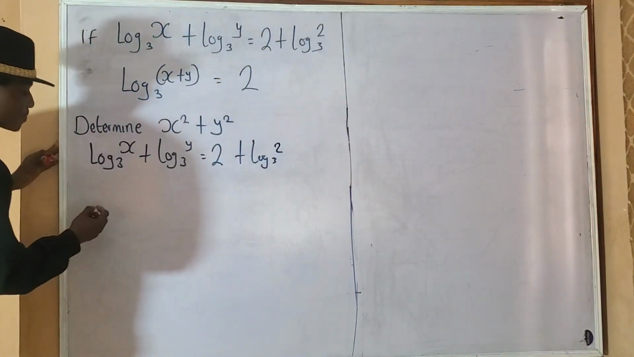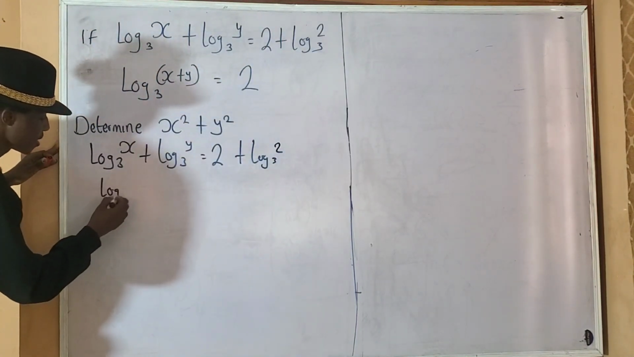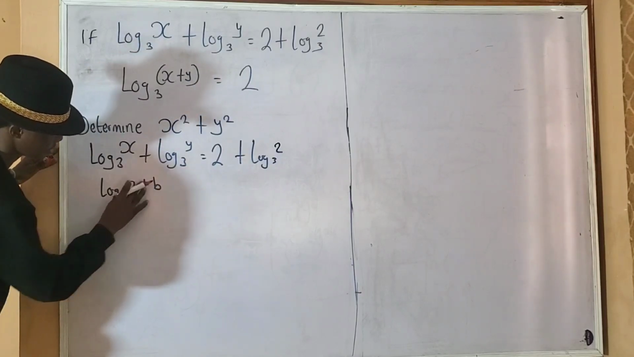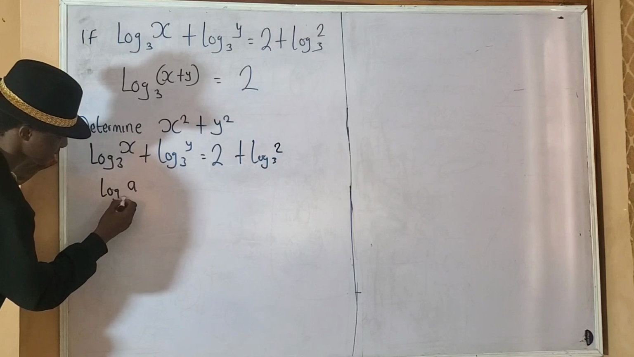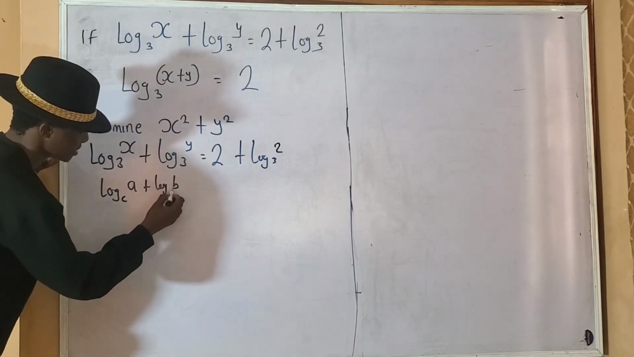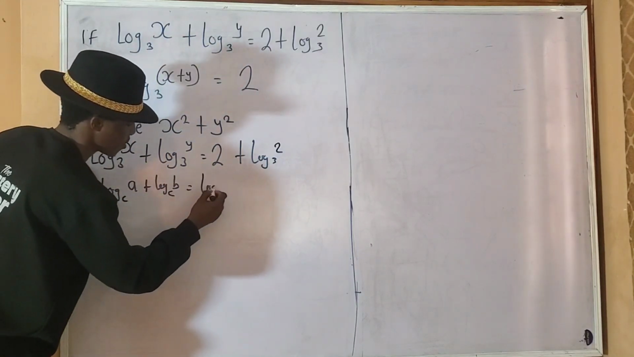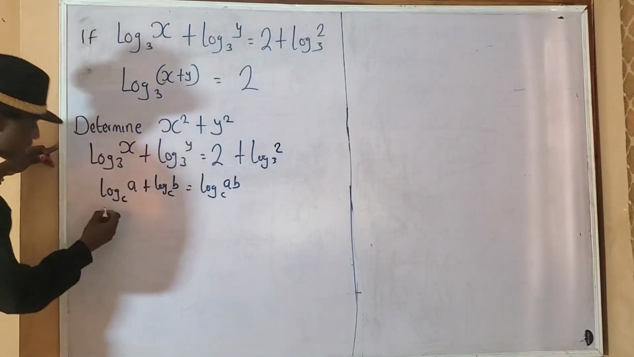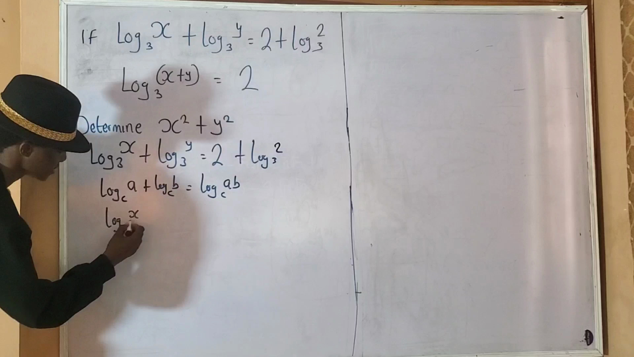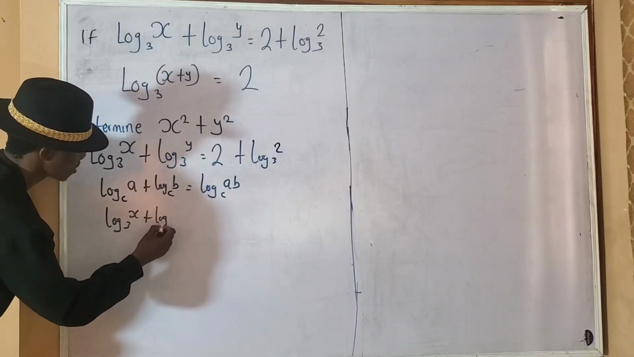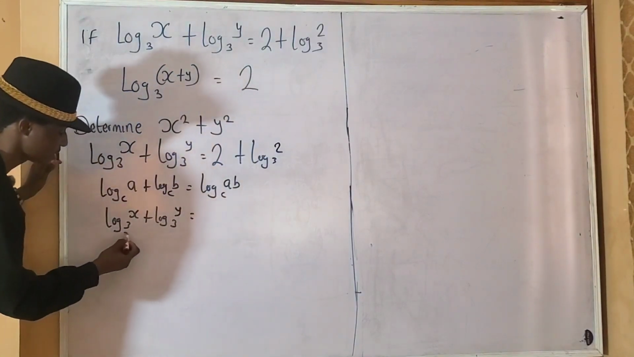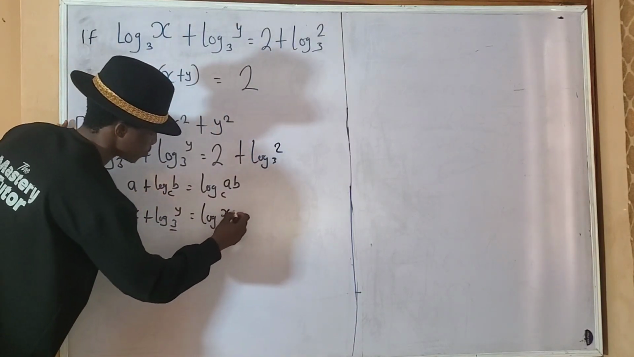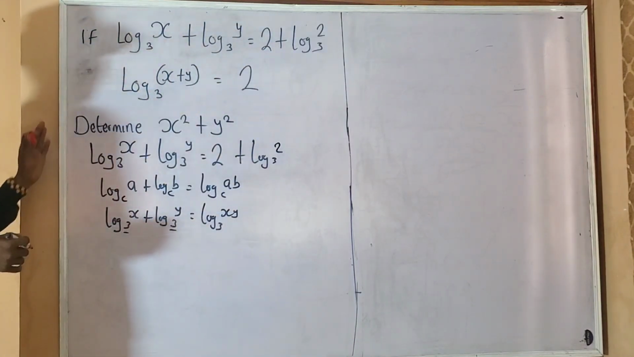Okay, so now, do you know that if you have log a base c plus log b base c, this can be written as log ab base c. Do you understand? So that means if I have log x base 3 plus log y base 3, because the bases are the same, I can take the product. I'm going to have log xy base 3. Okay, that's the first thing.